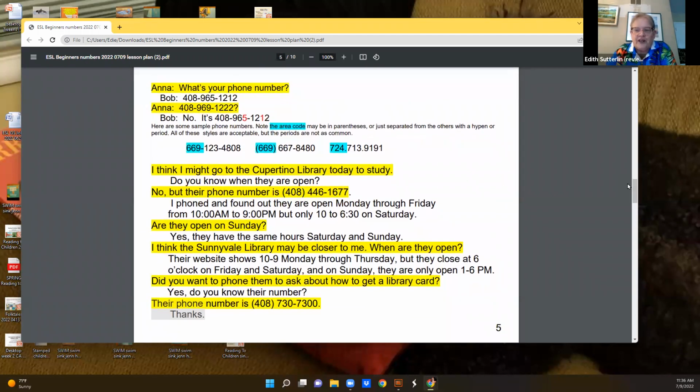We practice conversations with phone numbers and then practicing writing down phone numbers. I will read it and let's repeat. What's your phone number? 408-965-1212. My voice goes down at the end of the sentence. And then Anna wasn't sure she heard it right, so she asks the question. Her voice is going to go up.